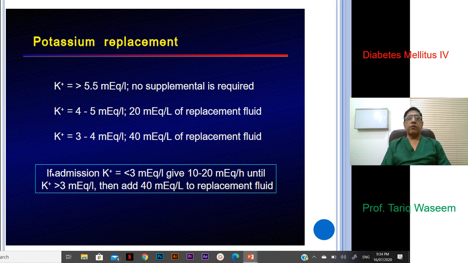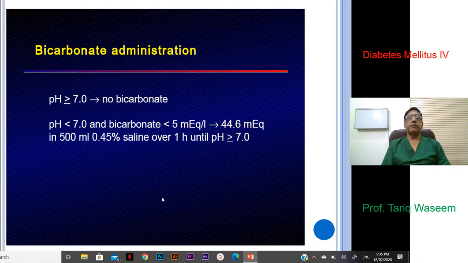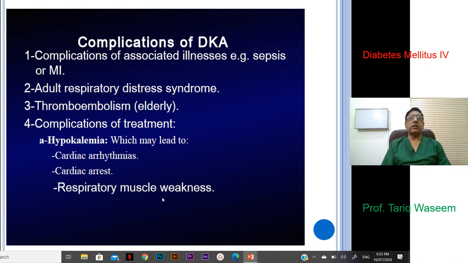So managing potassium in a patient with diabetic ketoacidosis is as important as managing their blood glucose level or managing their fluid level. So if admission potassium is less than 3 milliequivalent, you may give 10 to 20 milliequivalent per hour until potassium is raised up to 3 milliequivalent, and then you can add the 40 milliequivalent into the 1 liter of infusion being run. Bicarb usually is not required to be replaced unless their pH is less than 7. If pH is less than 7, then you can possibly give 44 milliequivalent of bicarb in around 500 ml of half normal saline over 1 hour till the pH is around 7. Above 7, the correction would be done through the body's own homeostatic mechanisms.